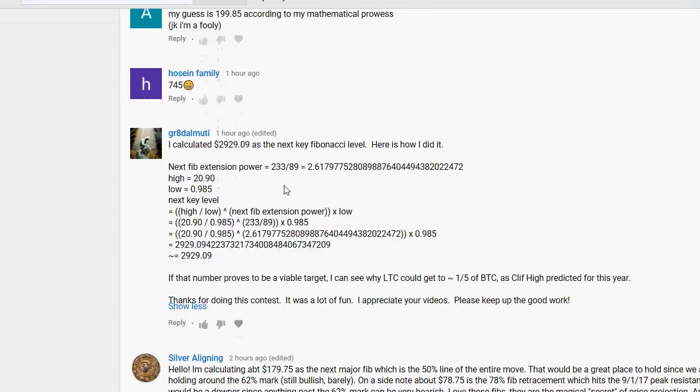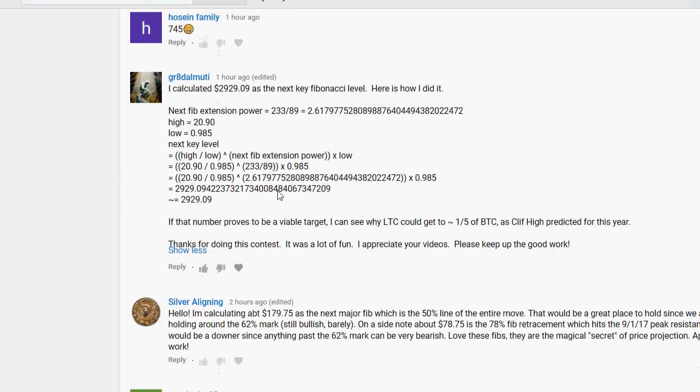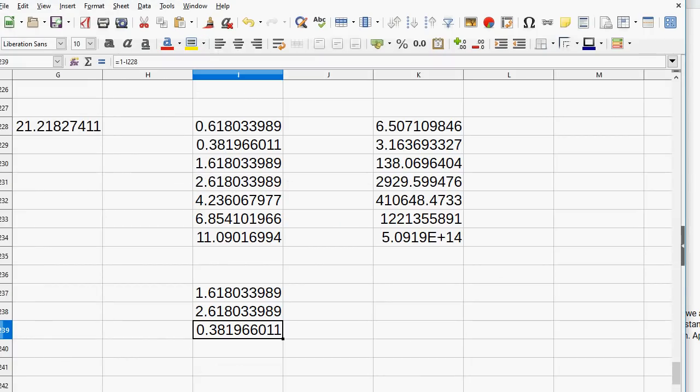There was one relatively, definitely close enough answer, especially with the mathematical calculations in here. So 29.09. I calculated 29.59. Not within 10 cents, but within 50 cents. And the mathematical error, not a big one. 2.6180338989 is the number that I used.